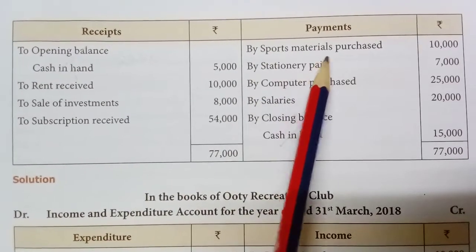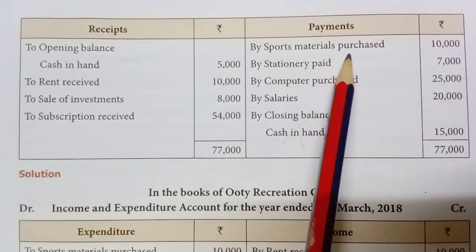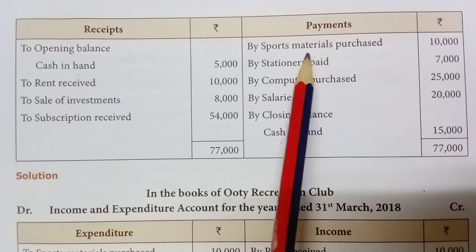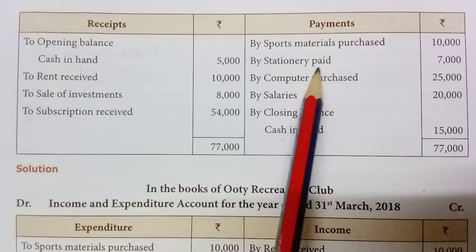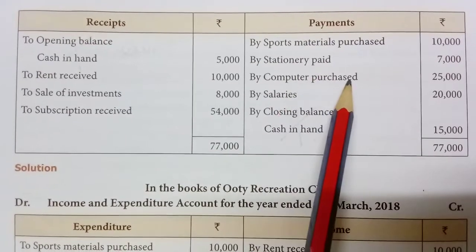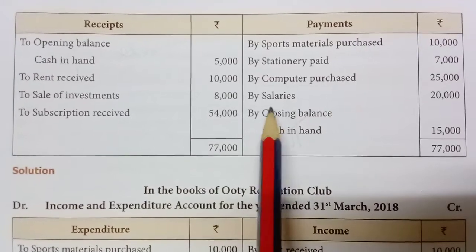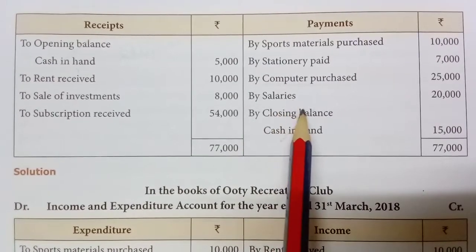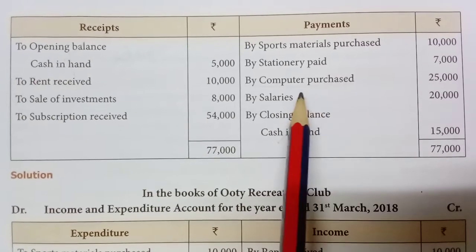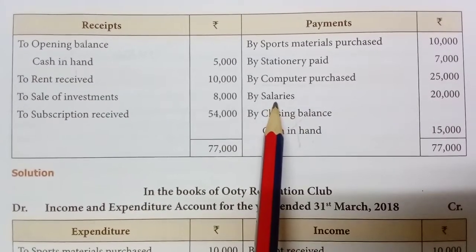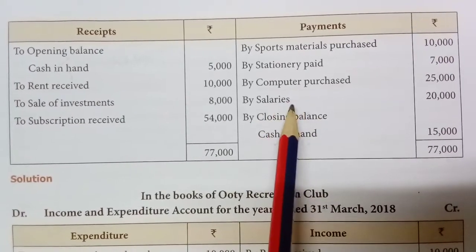Then sports materials purchased. Sports materials we already studied, revenue items, because we often purchase. Stationery paid, very much revenue nature, we often purchase. Computer purchased is an asset, office equipment, so this will not be coming. Then salaries we pay often, every month and every year. So what items will be entering, I have told you.